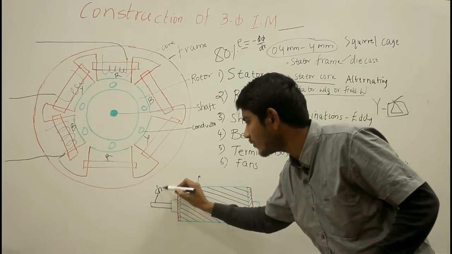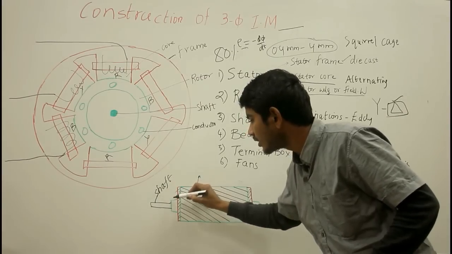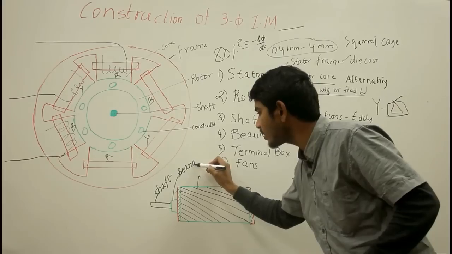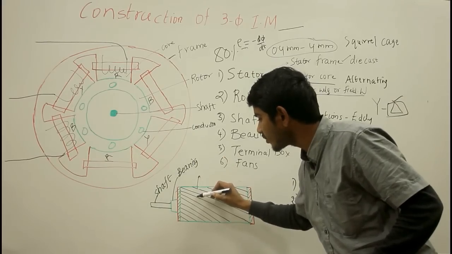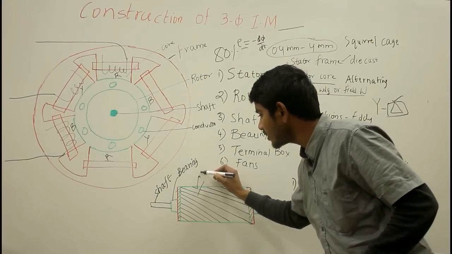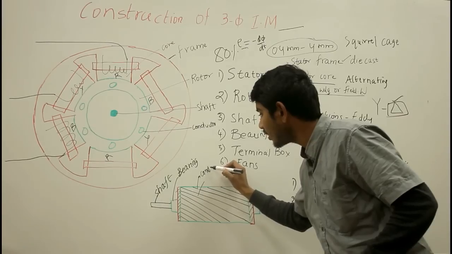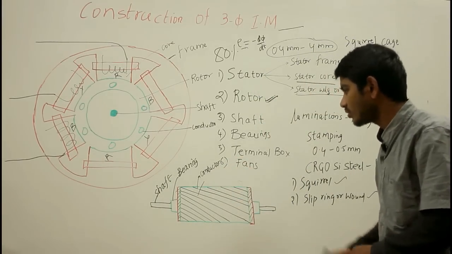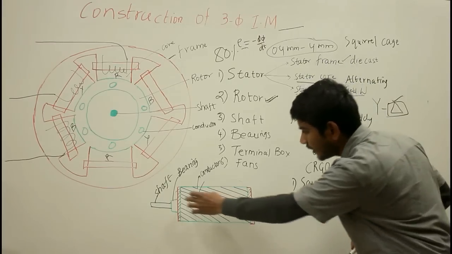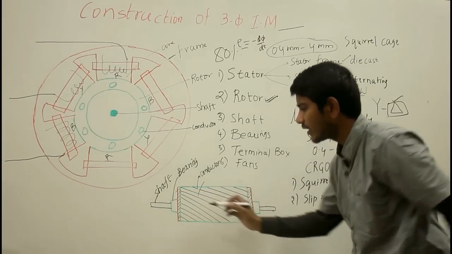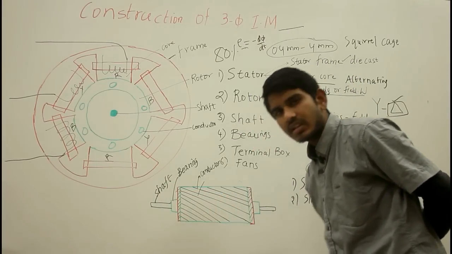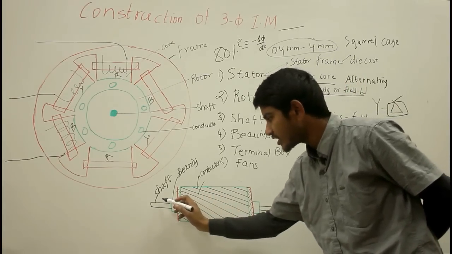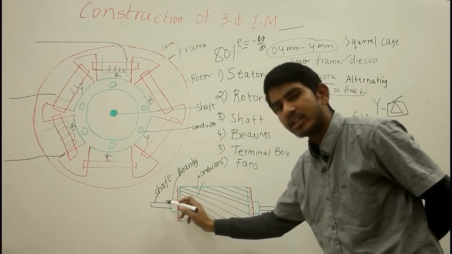So here is your shaft. These are your bearings which support your rotating shaft, and here are your skewed slots on which conductors are fitted. So here you see the bearings which support the shaft, and the slots are parallel to each other but are skewed with respect to the axis of rotation of shaft.